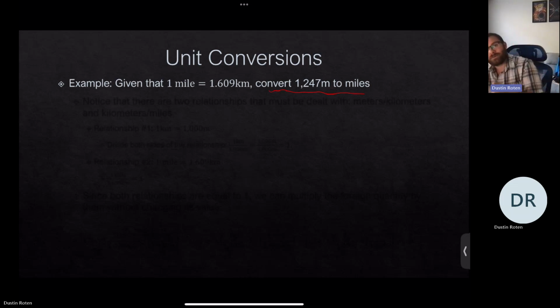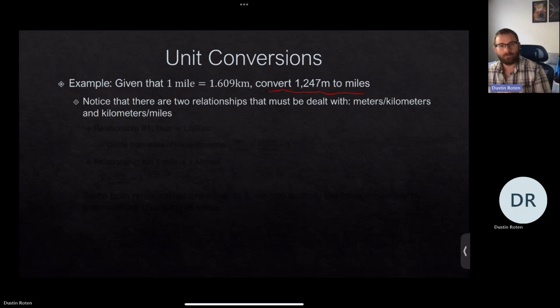So we know what the question is. We're converting 1,247 meters to miles. However, we need to use this fact over here: 1 mile equals 1.609 kilometers. Now, there's two things going on here that we need to make note of. There's two relationships. We have meters and kilometers, and there's also kilometers and miles, right?